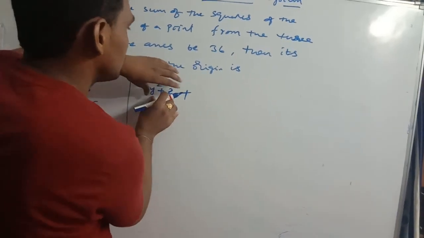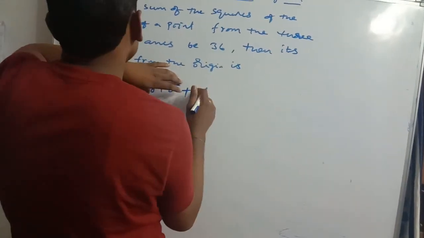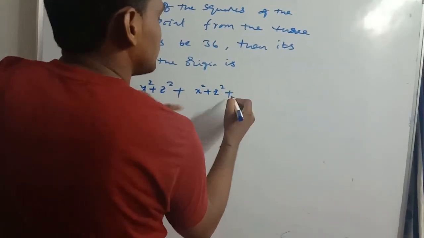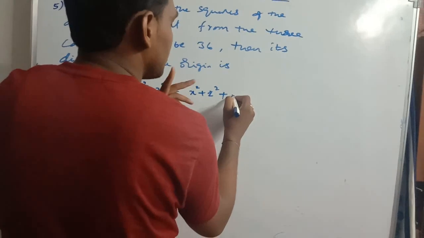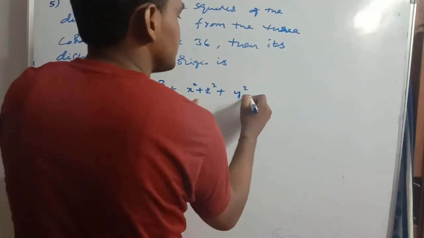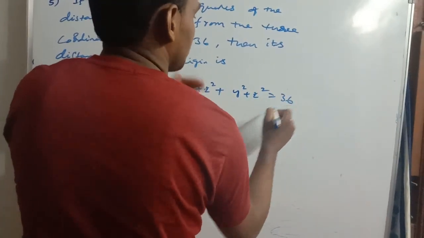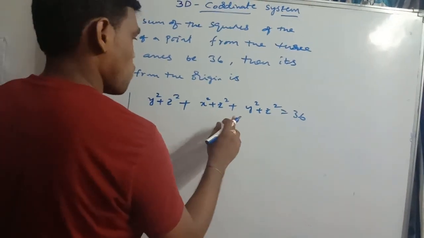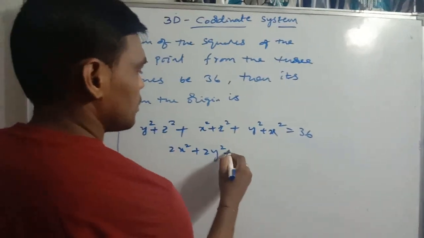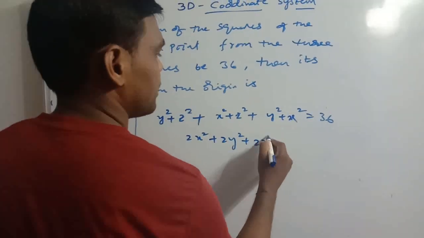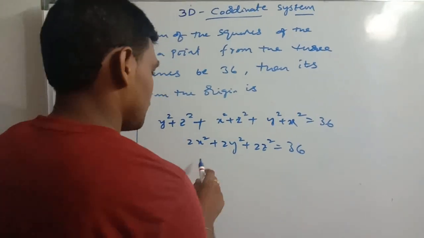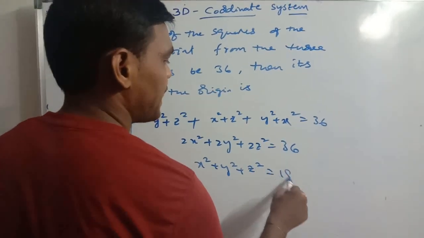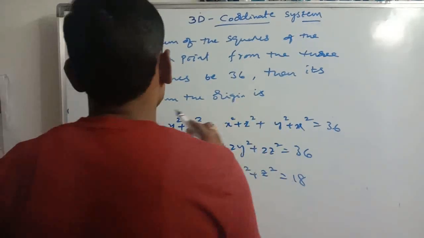Now this is the first coordinate, and the second coordinate is y, that means x square plus z square, and the third coordinate axis, that means z axis, that means y square plus z square is equal to 36. Now here x square plus y square plus 2z square is equal to 36. Now here x square plus y square plus z square is equal to 18.